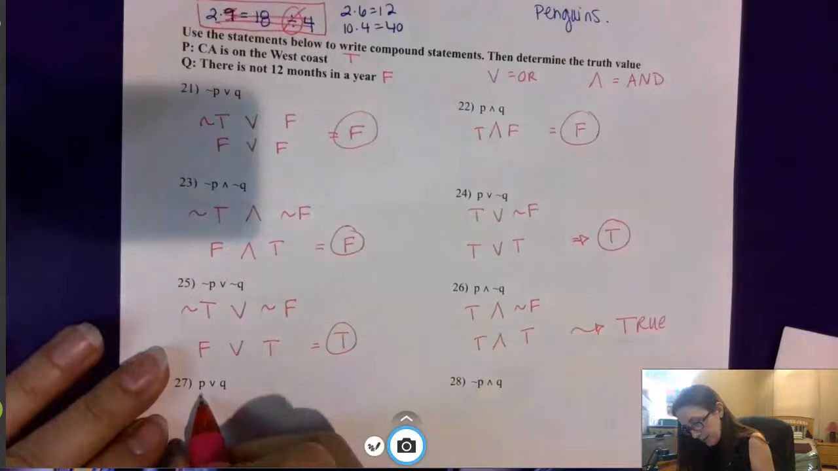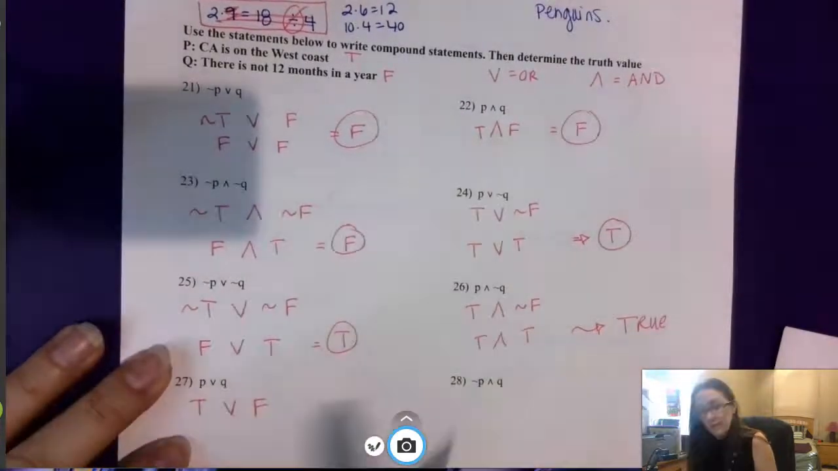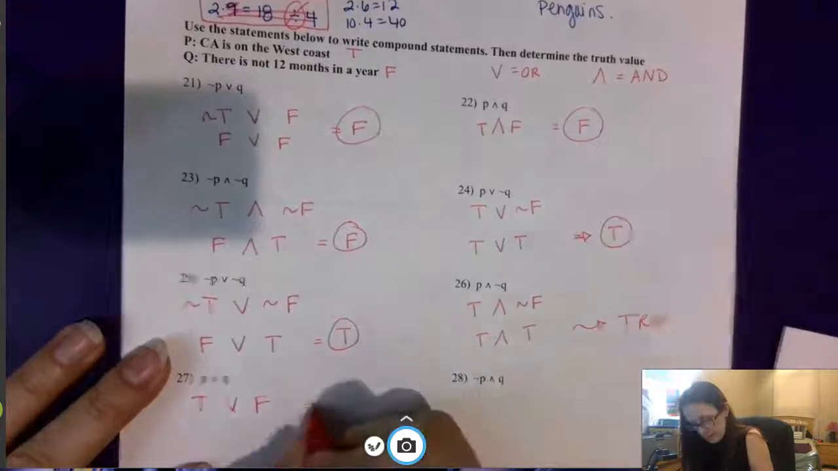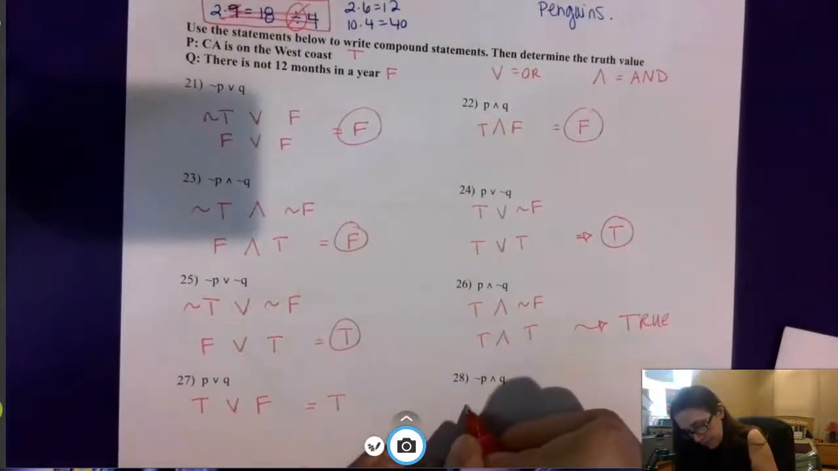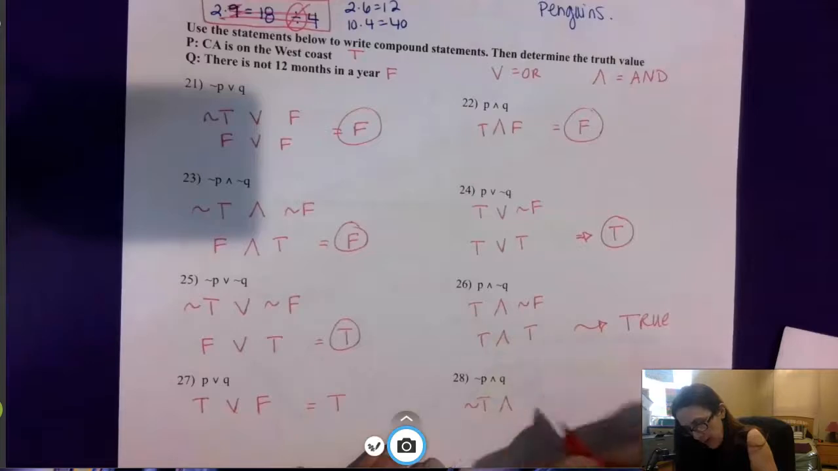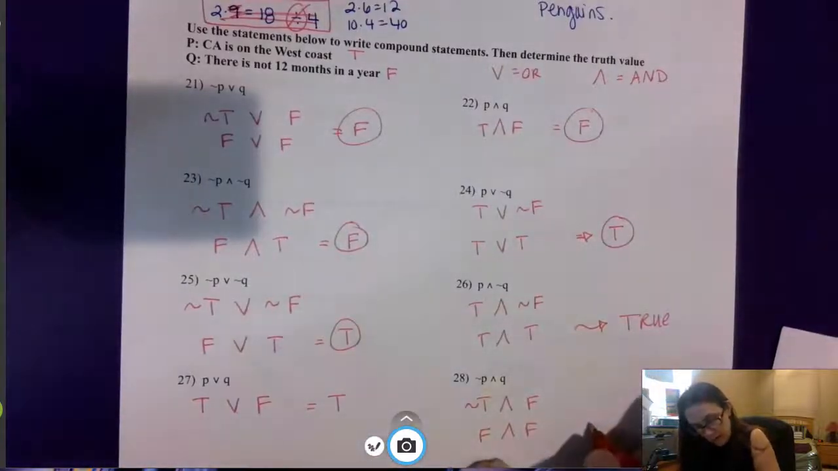Okay, P is true. Or Q, which is false. Again, you only need one, so this is true. Not P, not true, and false. Well, not true is false, and false. Well, you need both of them. So this one is false.